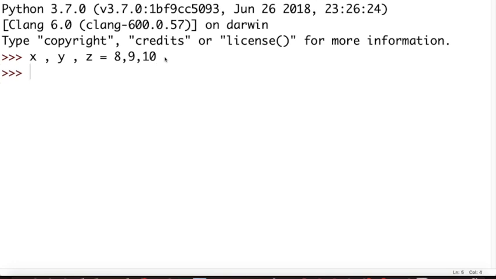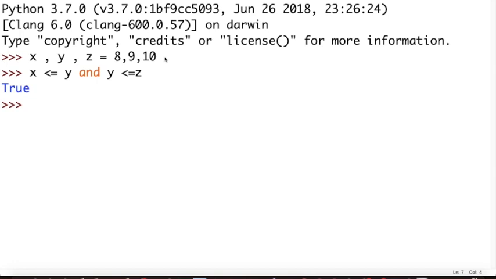Now let us write one relational logic over here, such as x less than equal to y and y less than equal to z. Now the outcome of this expression is true, as both of the conditions, x less than equal to y and y less than equal to z, are evaluated to be true, and since both are joined using the AND operator, the composite outcome is true.